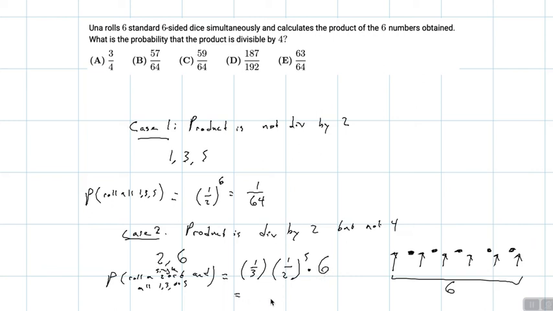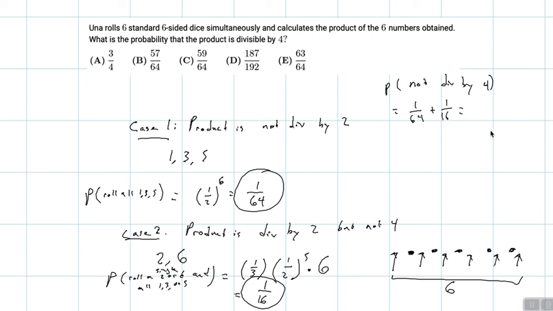And so then this comes out to be 1/16. So the probability that the product is not divisible by 4 is going to be 1/64 plus 1/16, which is going to be 5/64.